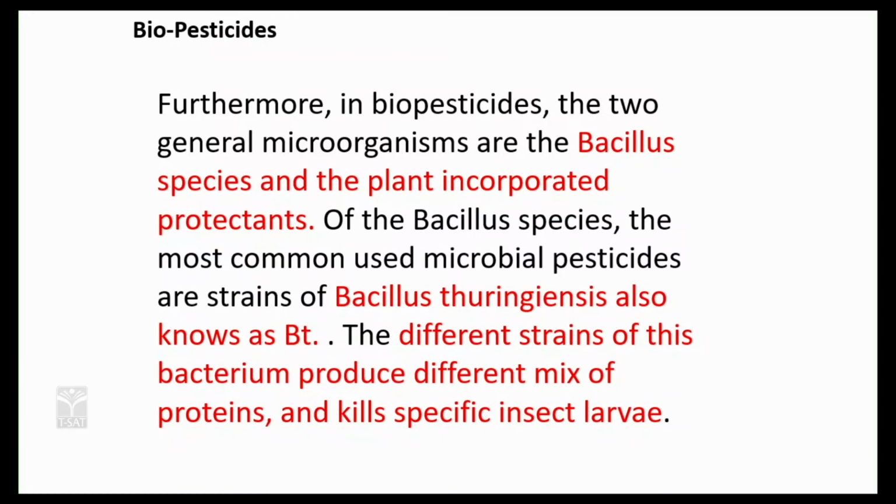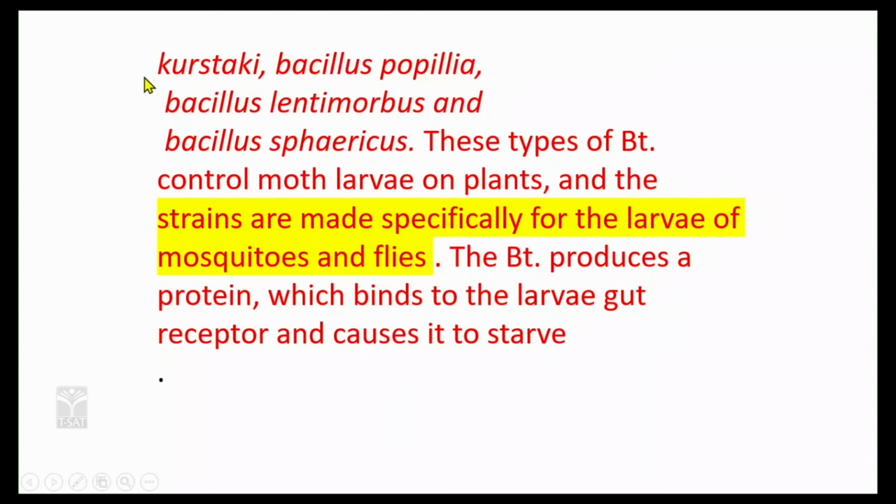The different strains of this bacteria produce different mixes of proteins and kill specific insect larvae. That is the main advantage with Bacillus thuringiensis. So, these are the different species here.